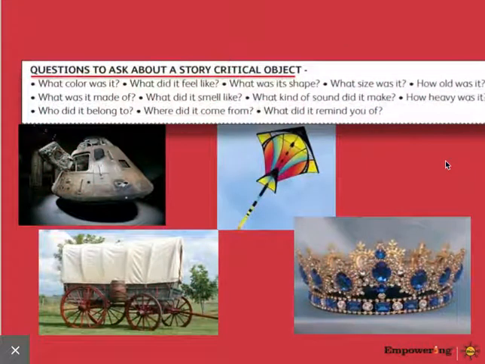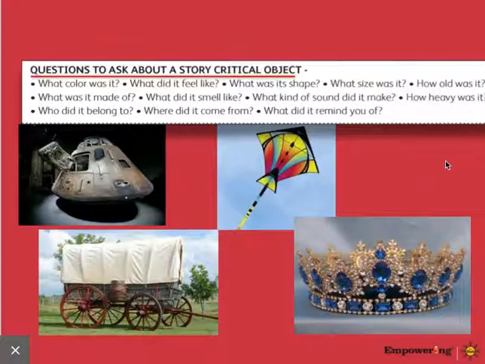Lastly, there's also questions to ask about a story critical object. So when you're writing about something that's really, really important to your story, again, you can ask yourself all these questions that lead you to create all these details about the object you're writing about. What color was it? What did it feel like? What was its shape? What size was it? How old was it? What was it made of? What did it smell like? What kind of sound did it make? How heavy was it? Who did it belong to? Where did it come from? What did it remind you of?